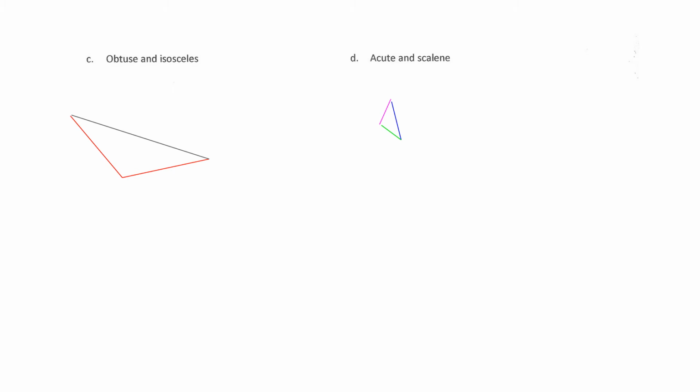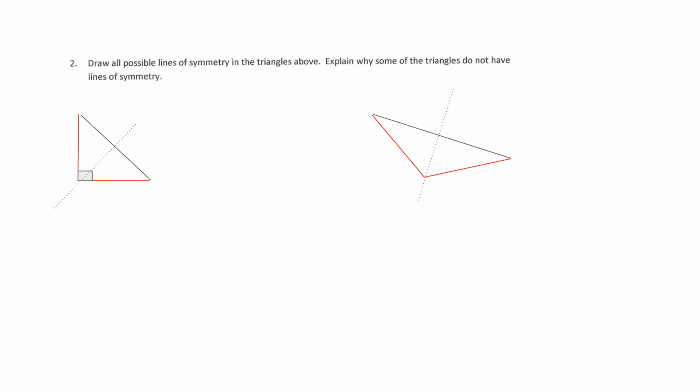Acute and scalene. Scalene means all three sides are different length, which is why I used 3 different colors. And acute means that all the angles are less than 90 degrees. So again, you'd have to label the sides and the angles.